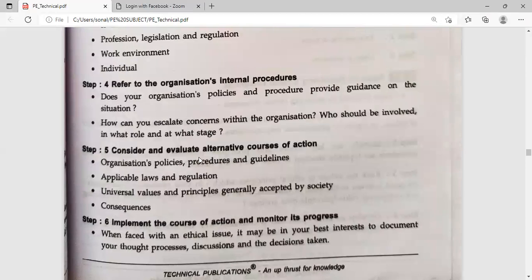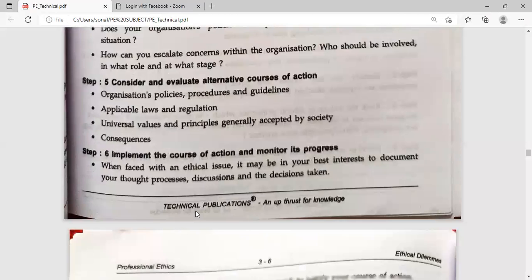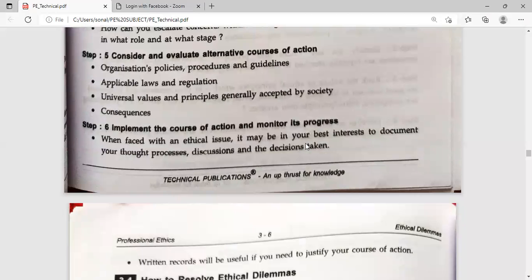Step 5 is consider and evaluate alternative courses of action. Organizations' policies, procedures, and guidelines, applicable laws and regulations, universal values and principles generally accepted by society, consequences. Step 6 is implement the course of action and monitor its progress.